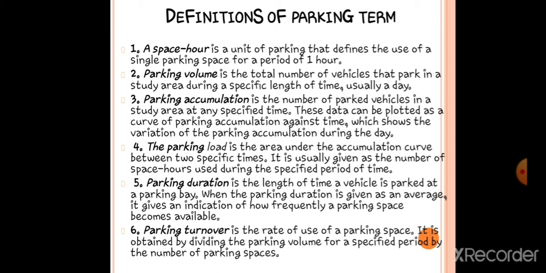Parking turnover. Parking turnover is the rate of use of a parking space. It is obtained by dividing the parking volume for a specified period by the number of parking spaces.